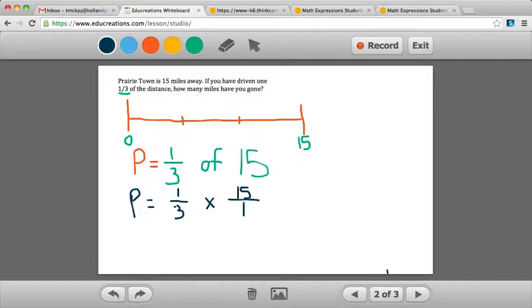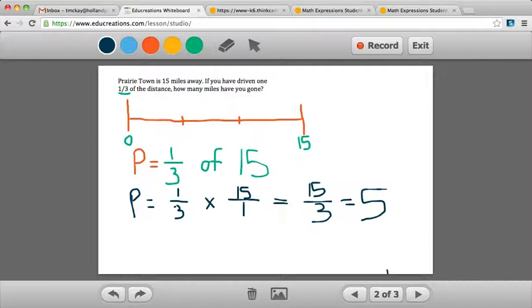Now, to find the distance that we have traveled, we are going to multiply. 1 times 15 is 15. 3 times 1 is 3. So 15 divided by 3. Now remember that the fraction represents a division problem. So 15 divided by 3 is equal to what? 5.